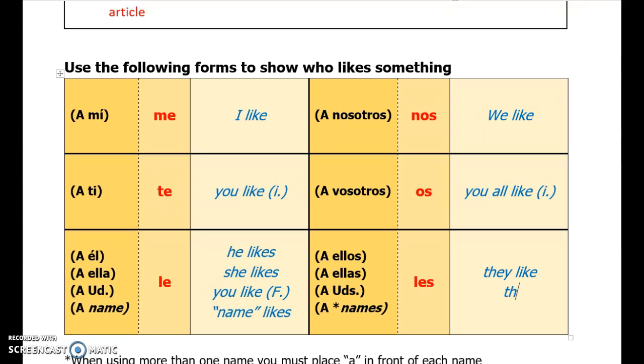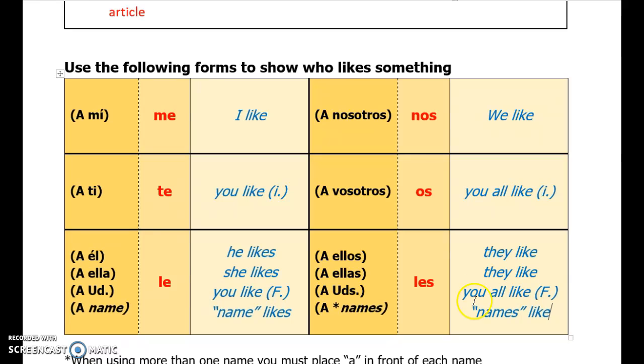A ellas would also be they like. A ustedes would be you all like. We know that it's formal in Spain, but it is just kind of all y'all everywhere else. Or who those people are, those names like.